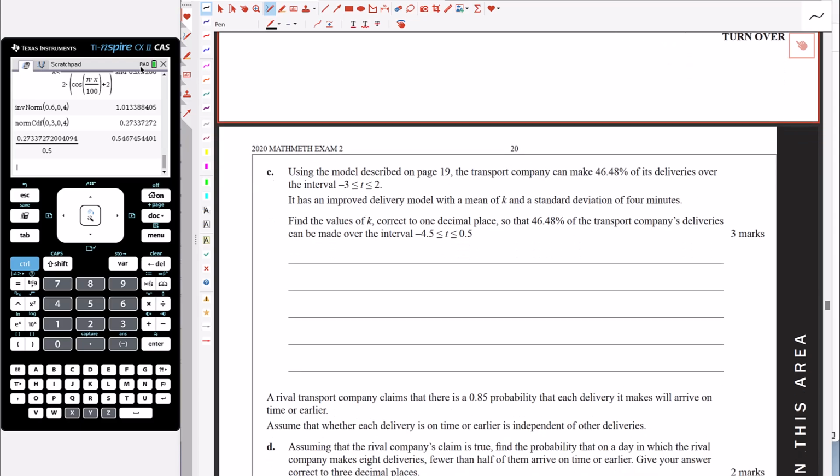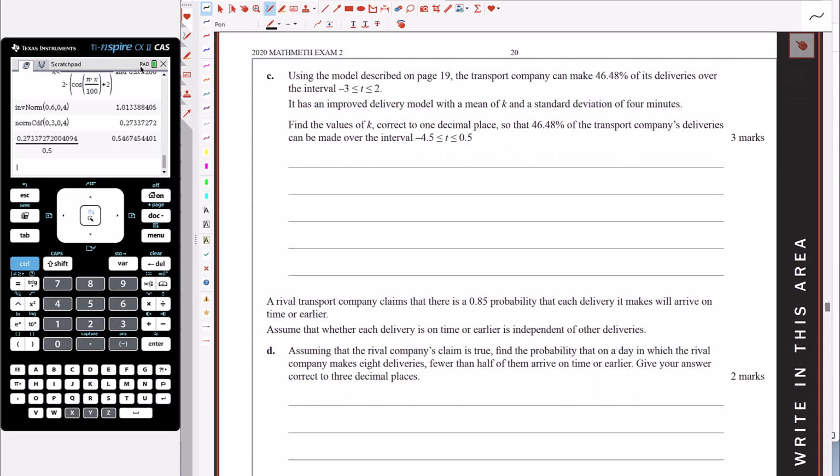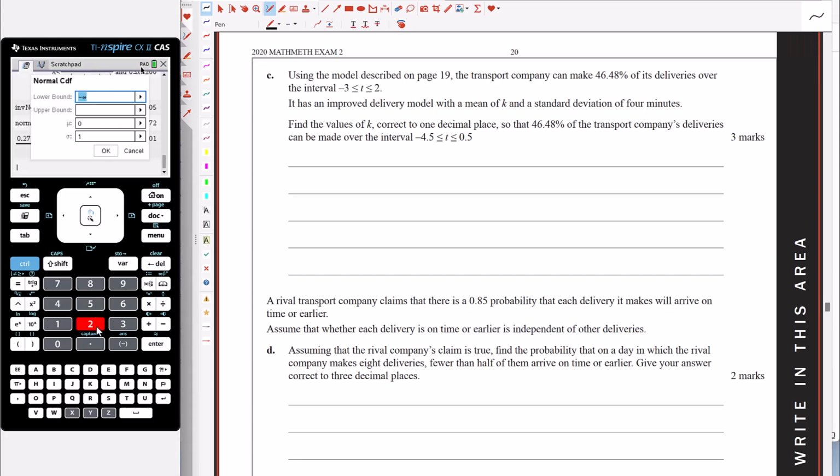Okay, part C. Using the model described on page 19, the transport company can make 46.48% of its deliveries over the interval -3 to 2. Okay, let's confirm that. Menu 552, -3 to 2. Okay, yep, correct.